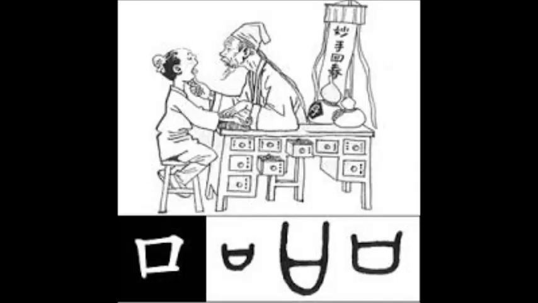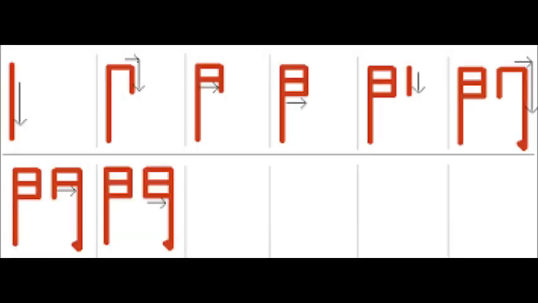Mouth has a different saying. We say kou. Kou is very easy to remember. It's a square. A small square is kou, and a large square is guo. Guo is a country. So it's very easy to remember the ideogram in Chinese. You write a small square, it is the mouth, kou.